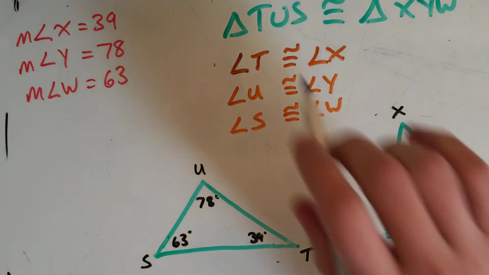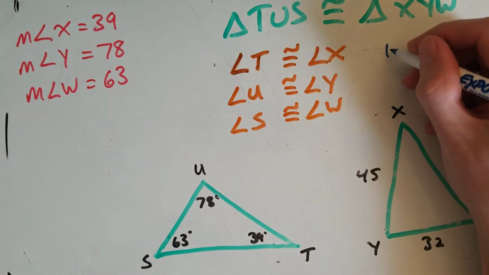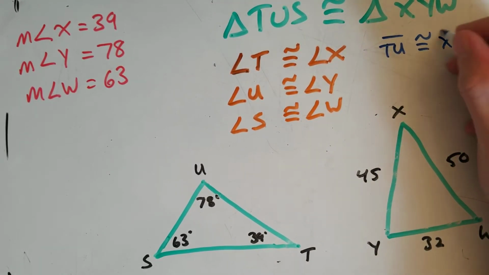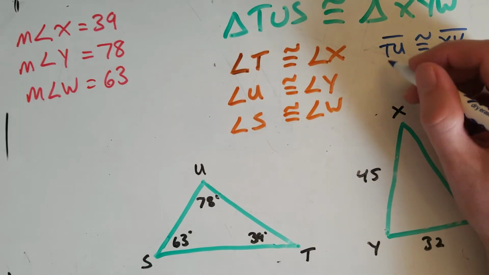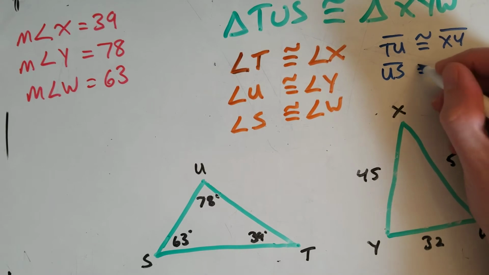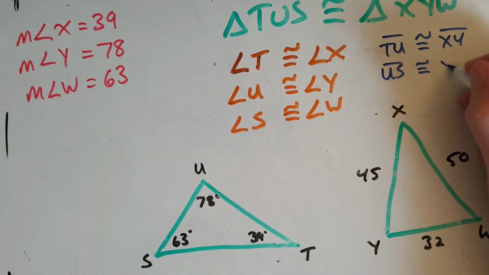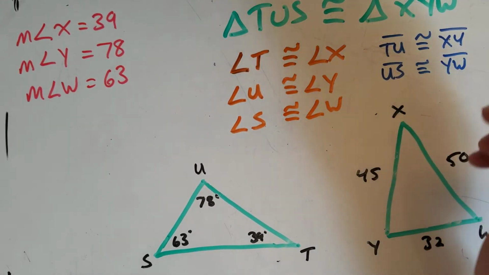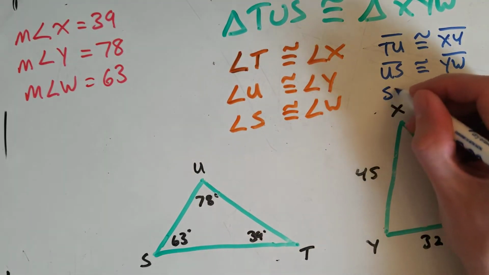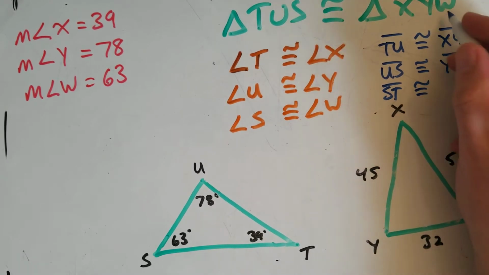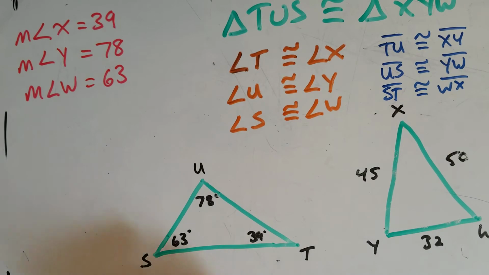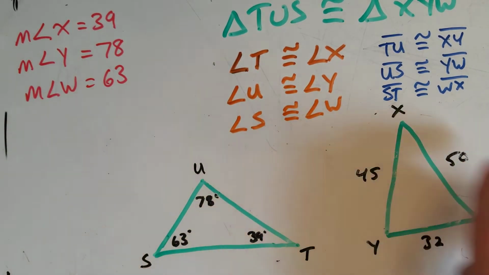And let's also do the sides here. We know TU, this segment, is going to be congruent to XY because those two sides correspond. US is going to go with YW. And again, this is why the order that we write these statements in is so important. ST, we know will correspond with WX.